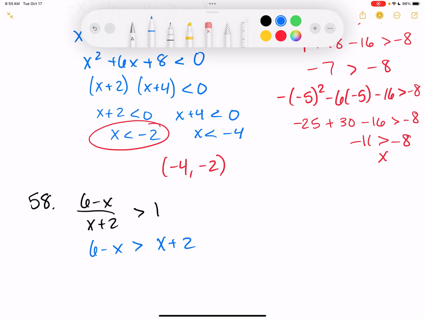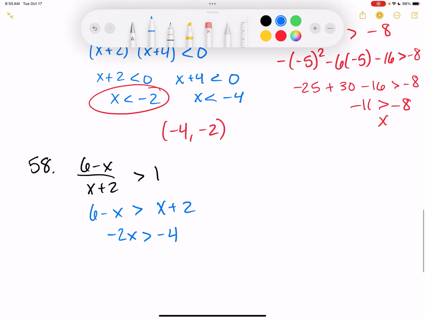Then I need x on one side, numbers on the other, so move the x to the left. I've got -2x is greater than, subtract 6, -4. Divide by the -2, so I need to flip the inequality, so x is less than 2. And the nice thing is, I don't need to really check anything with this one. Well, I say that.